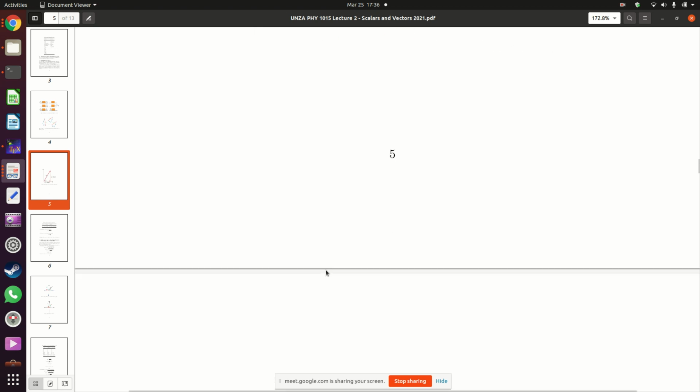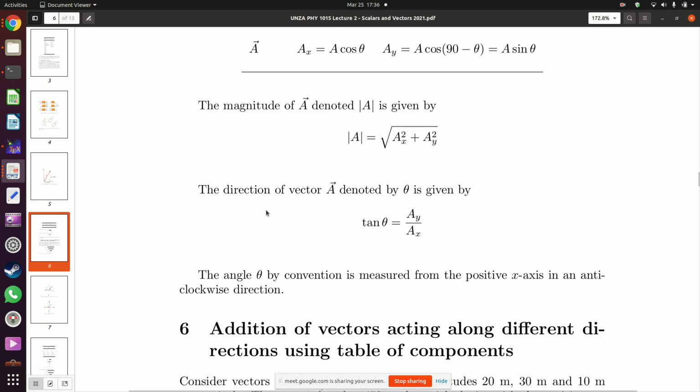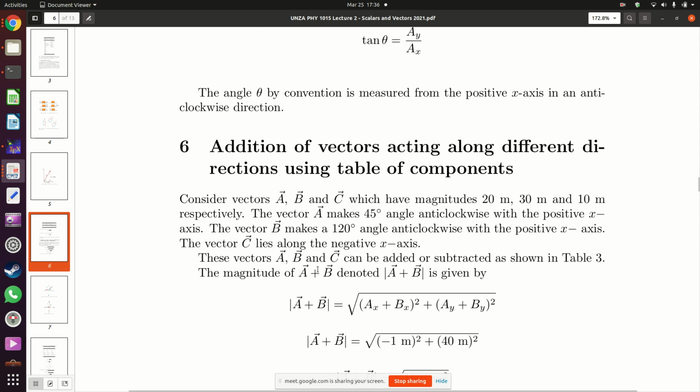Okay. Now, the other thing, apart from just rebuilding a vector from the components, is that we can use these components to carry out addition.